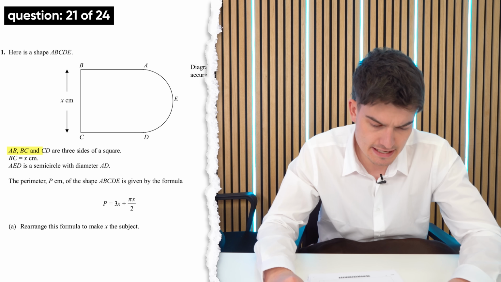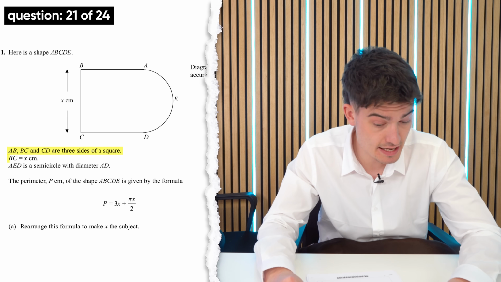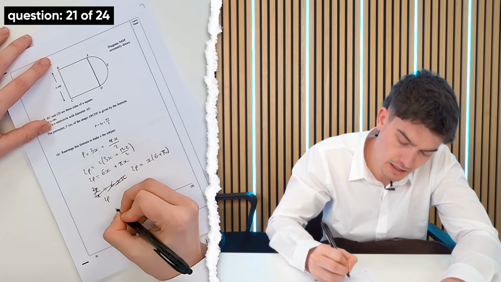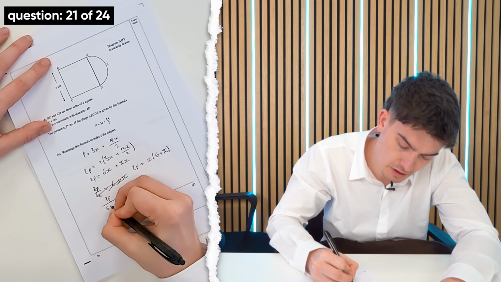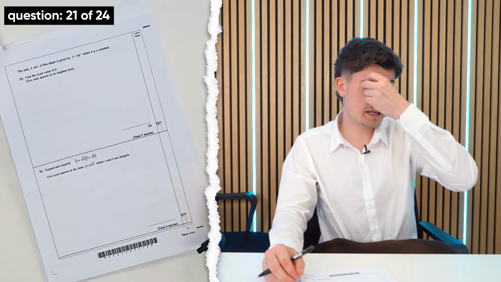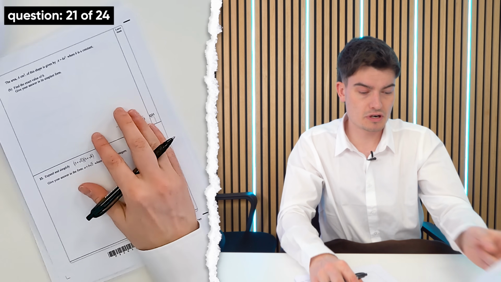AB, BC, and CD are 3 sides of a square. BC is x centimeters, and AED is a semicircle. Hell, okay. 2p over 6 plus pi equals x. Bob's your uncle, Fanny's your aunt, Will's got 2 more points. Find the area. Well, why are you making me find the area of the shape on a different page?